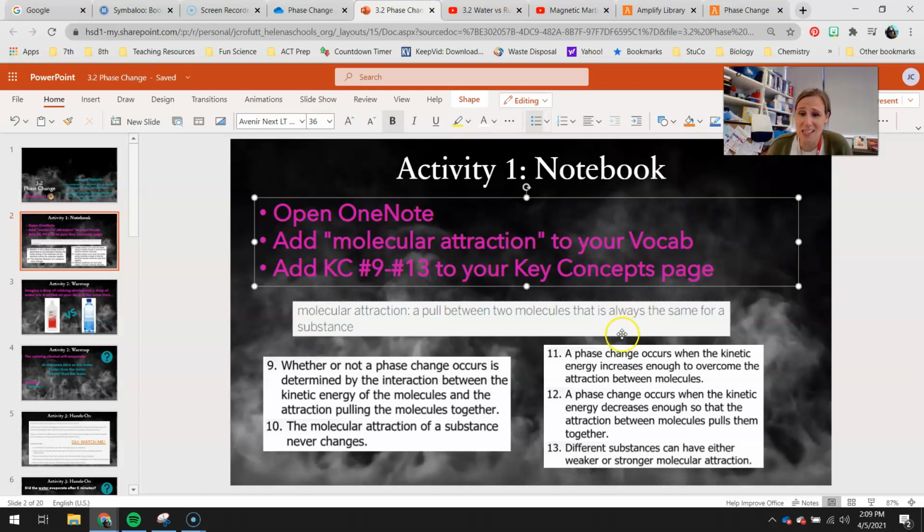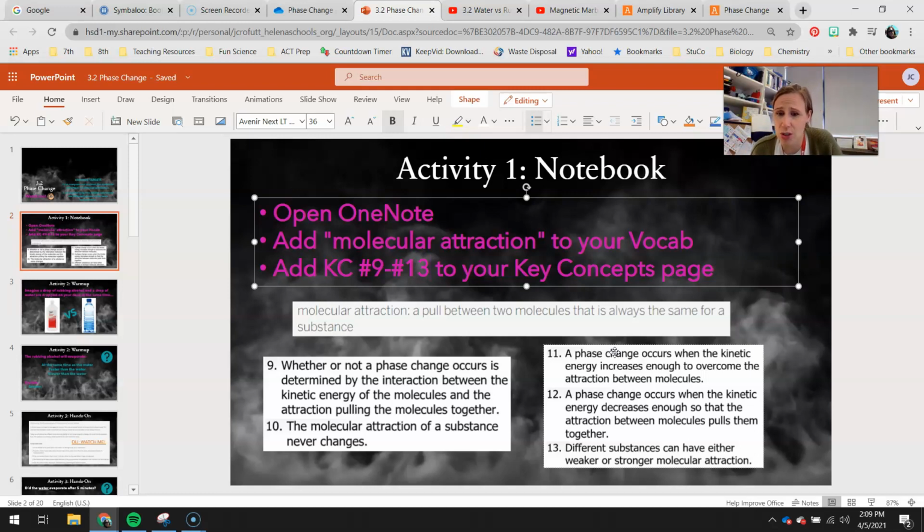Okay, 11: a phase change occurs when the kinetic energy increases enough to overcome the attractions between molecules. It's the same kind of concept as thinking about a magnet. You can pull a magnet apart, but only if you have enough energy to do so. If it's a really strong magnet, you need more energy to pull that magnet apart. If it's a really weak magnet, you don't need as much energy to pull it apart.